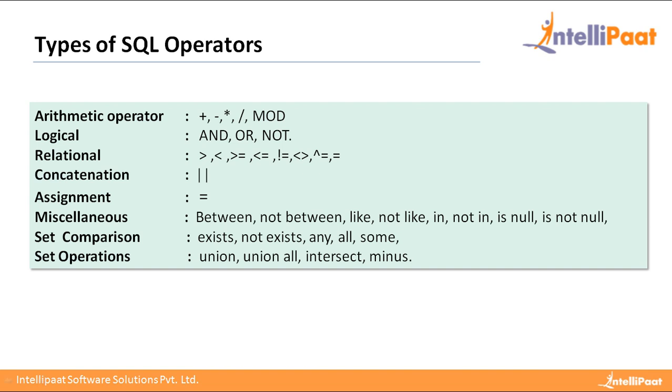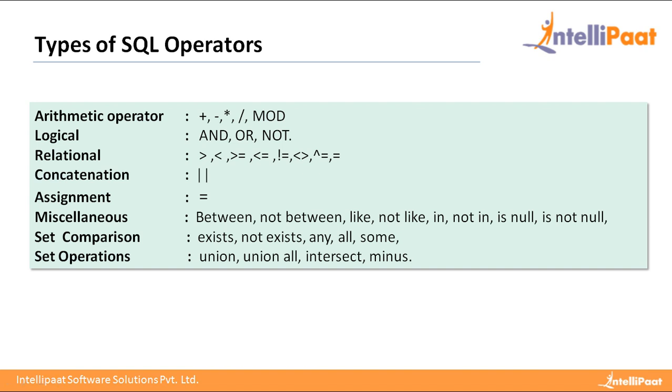Coming to the next one, we are having relational operators such as greater than, less than, greater than or equal to, and so on. And we are having a concatenation operator. It is represented as two pipe symbols. And here concatenation is meant for connecting one string with the other string, or else connecting a string with the value present in a variable. Then you will be using a concatenation operator. Now the other thing we have is assignment operator. As we all know, assignment operator is equal to.